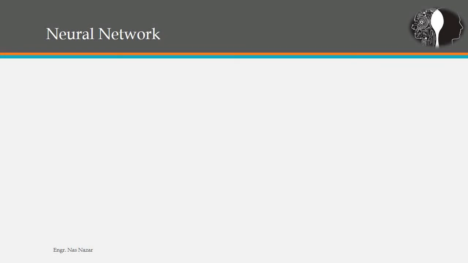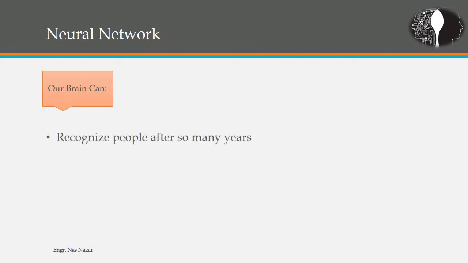In this session, first we are going to define a neural network, talk about our brain's ability, and then we will continue the discussion by introducing a model for artificial neural network. Let's see, what can our brain do?